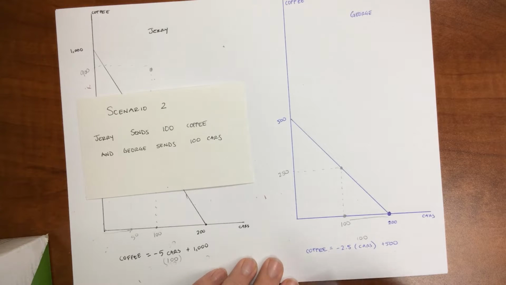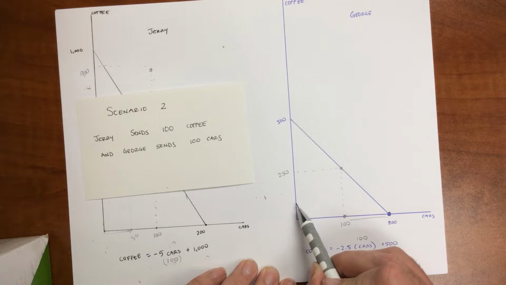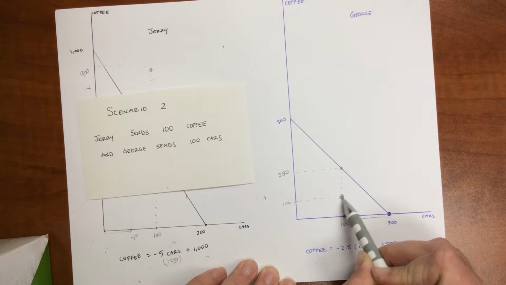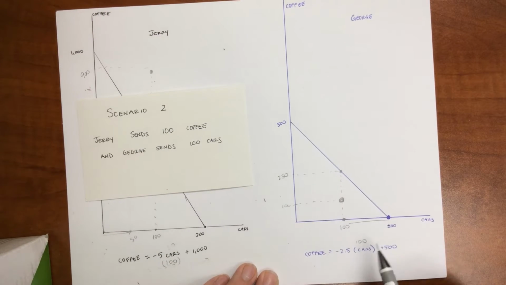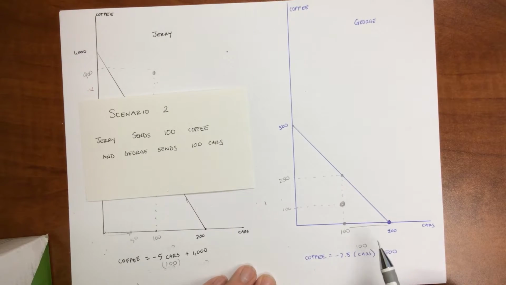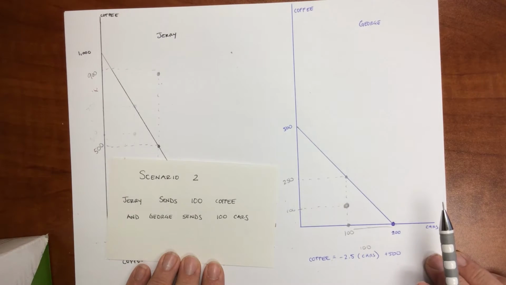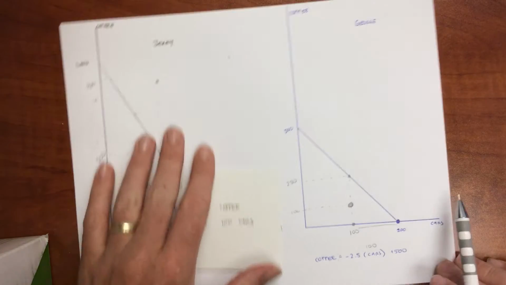Well, what's the deal with Jerry? The deal with Jerry is George has to send 100 cars over to him, and in return, Jerry's only going to send 100 cars. So this is the point that George ends up at, which is below his PPF. So George would say to scenario 2, no deal, even though Jerry really likes that deal because he would exceed his PPF. So there are two scenarios where trade wouldn't happen.